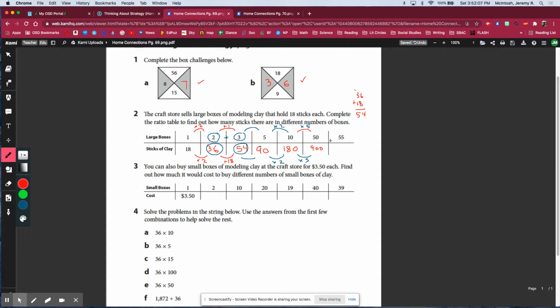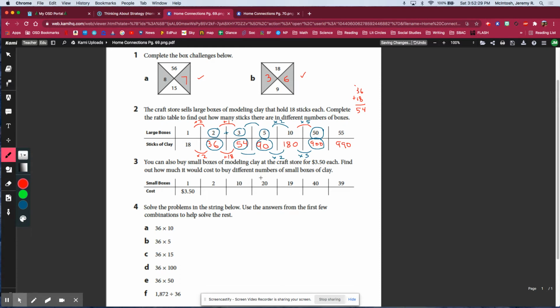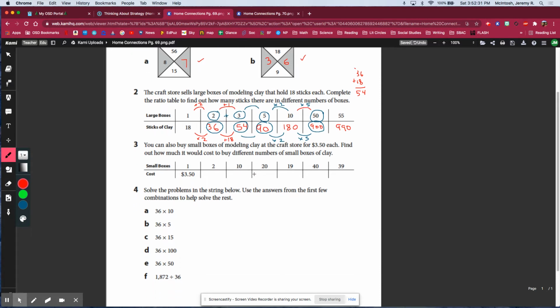Now I'm at 55 boxes, so I'm going to combine a couple of things here. So I'm going to combine my 50, and then 50 plus 5. So 50 plus 5 is 55. So I can add my 900 plus 90. 900 plus 90 is 990. All right. So pause if you need to. I'm going to move on to number 3.